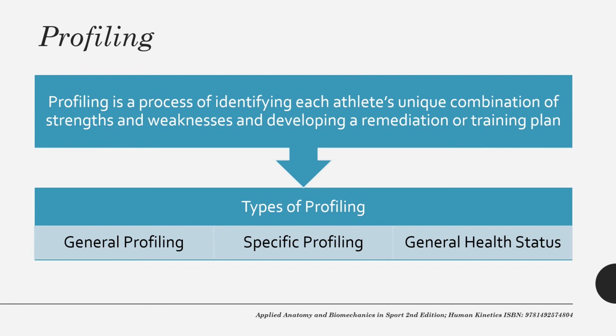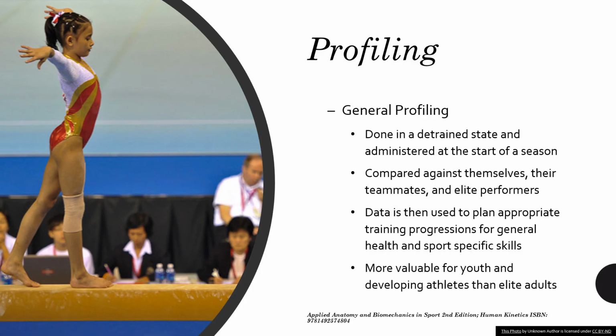Now that we've identified our talent, we need to profile them. Profiling is the process of identifying each athlete's unique combination of strengths and weaknesses, and then developing some sort of remediation or training plan to maximize the talents that they already have and bring up any weaknesses they have to a baseline level. There are 3 different types of profiling: general profiling, specific profiling, and general health status profiling.